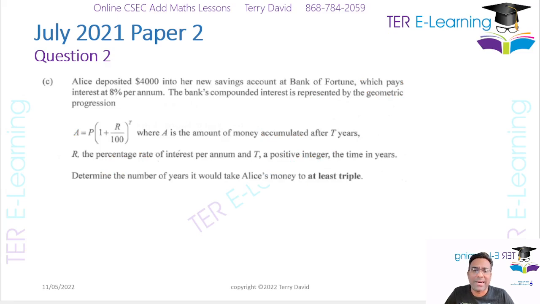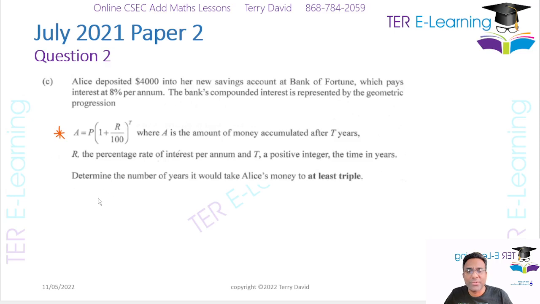Part C now. Alice deposited $4,000 into her new savings account at a bank of fortune, which pays 8% per annum. The bank's compounded interest is a geometric progression. So they gave us the formula for my compound interest. A is the amount of money accumulated after T years, R is the percentage rate, and T is a positive integer in years. Determine the number of years it would take Alice's money to at least triple.